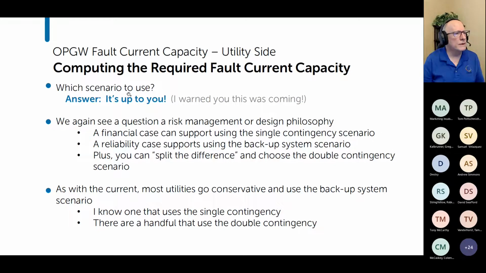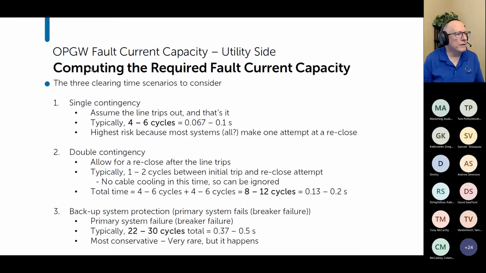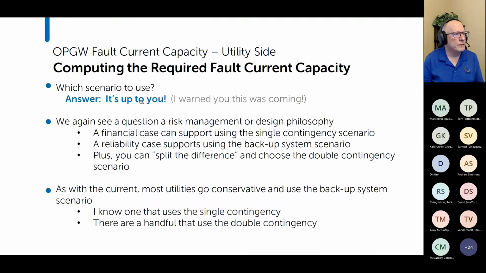Okay, so back here, which of these clearing time scenarios do you use? It's up to you because again, like with the current, we can make a financial case for using the single contingency scenario. We can make a reliability case for using the backup system scenario. Or you could even split the difference and use the double contingency. And I think I mentioned that if your utility actually allows 2 attempts at a reclose, you could even come up with a triple contingency. So what you use is back in the category of it's up to you, and it's a function of how much risk you are willing to take.